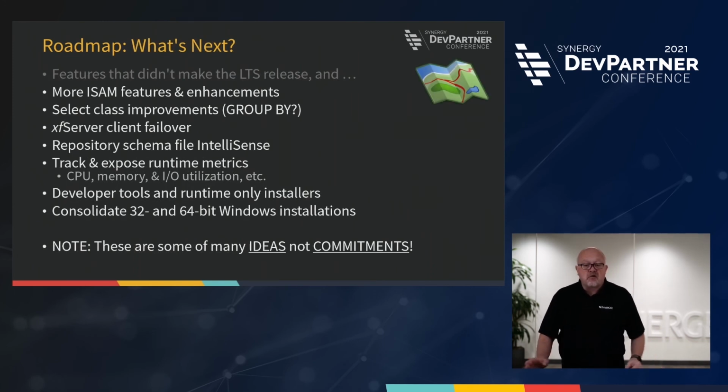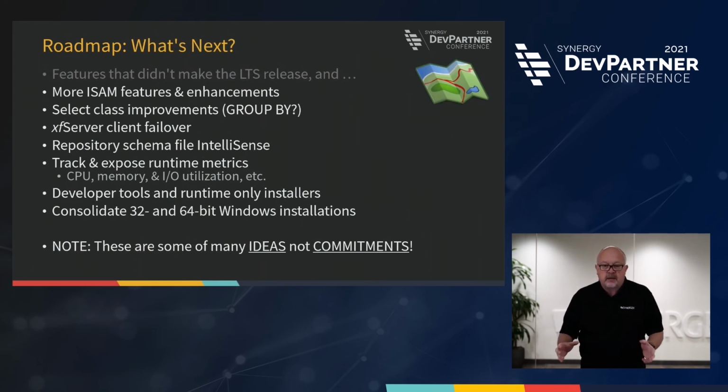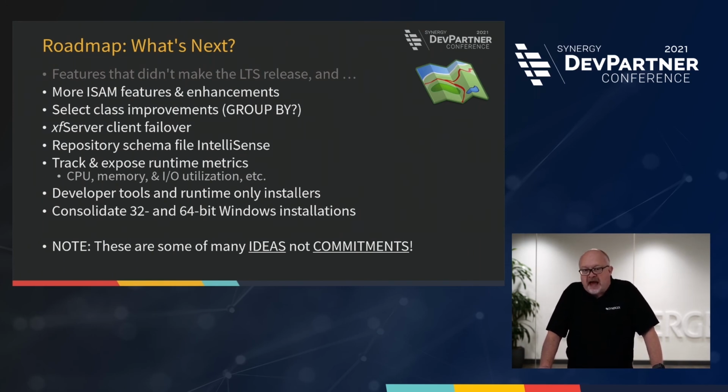Beyond that, we don't really know. It's a little bit more fluffy. Anything that doesn't make it into the LTS will drop down into the feature release branches. But what are we going to be doing beyond that? We don't know fully, but we've got a lot of ideas. We've got more things we want to do in ISAM: features, enhancements, and performance improvements. We've got some select class changes that we want to make.